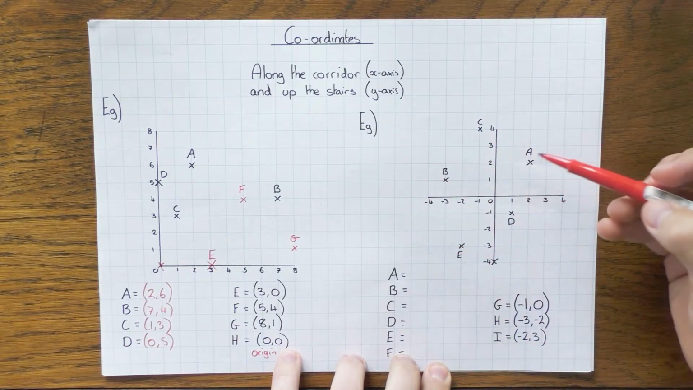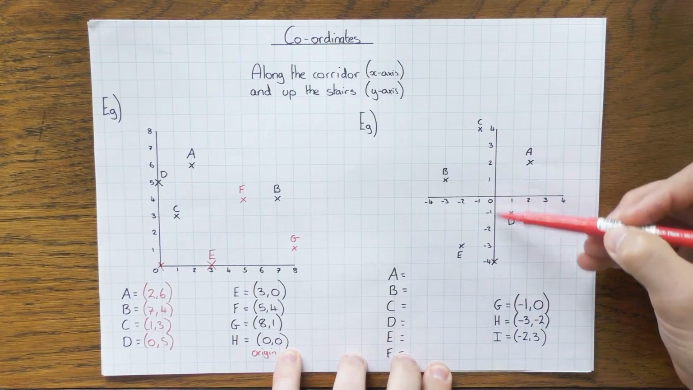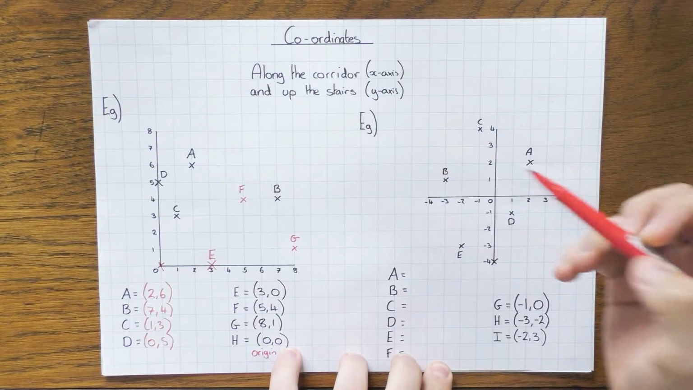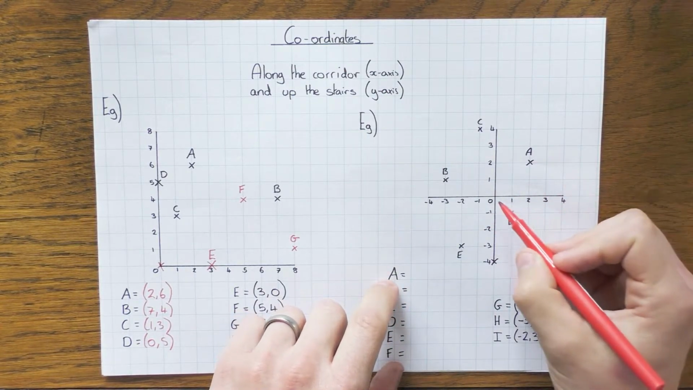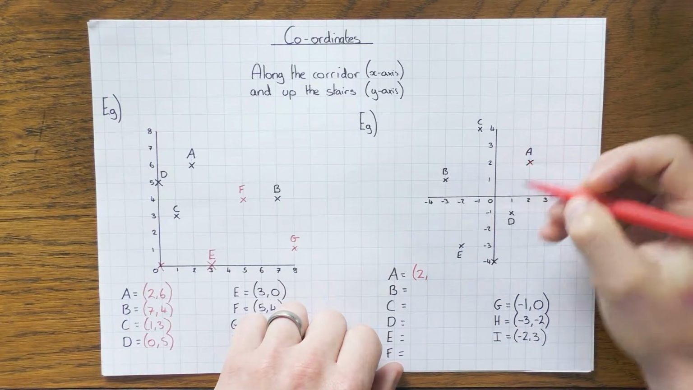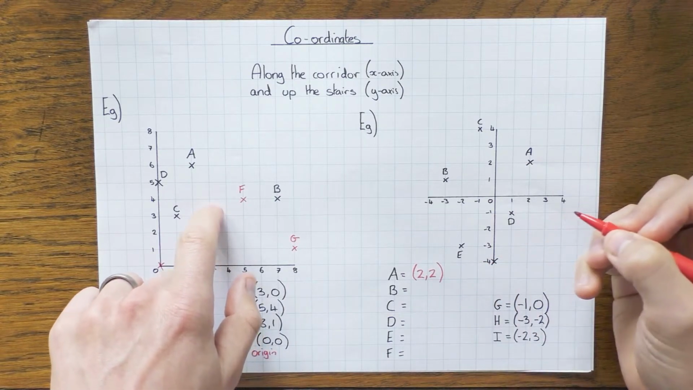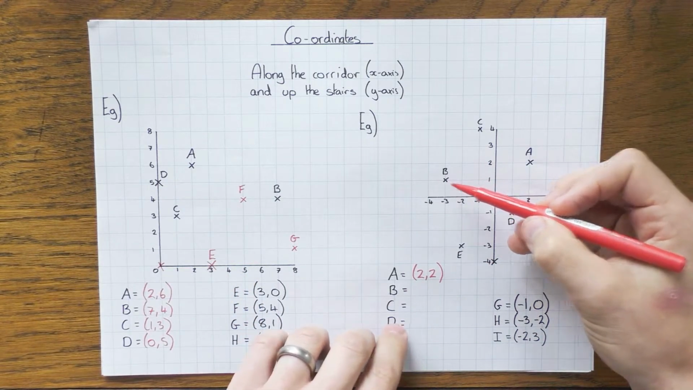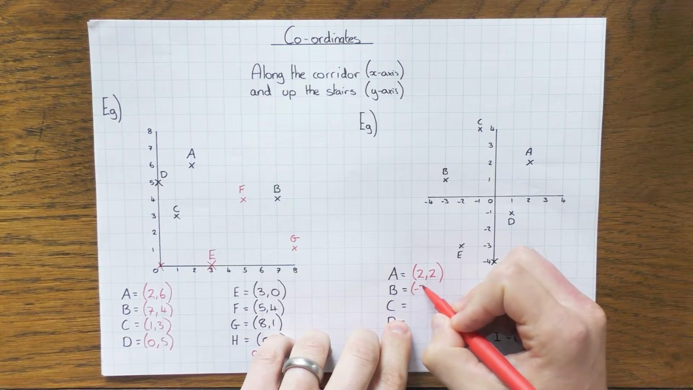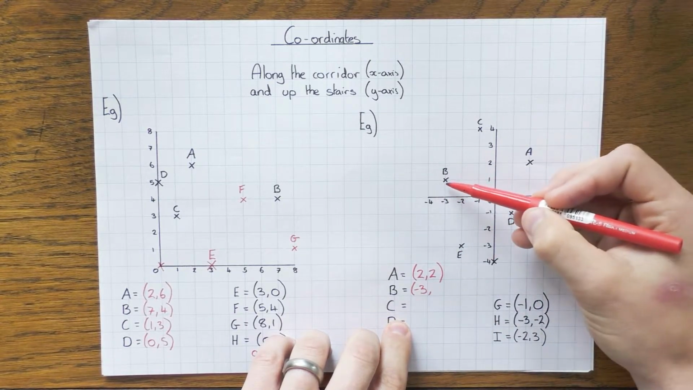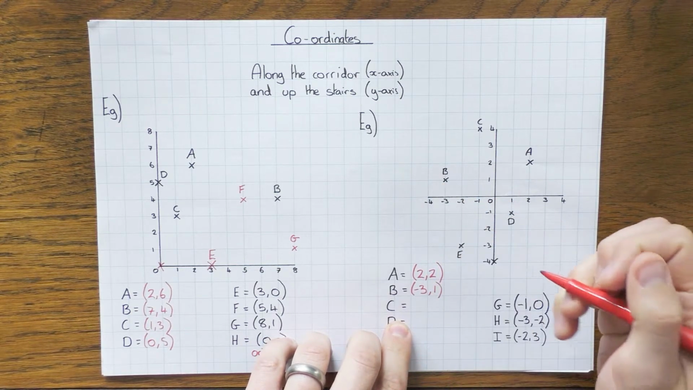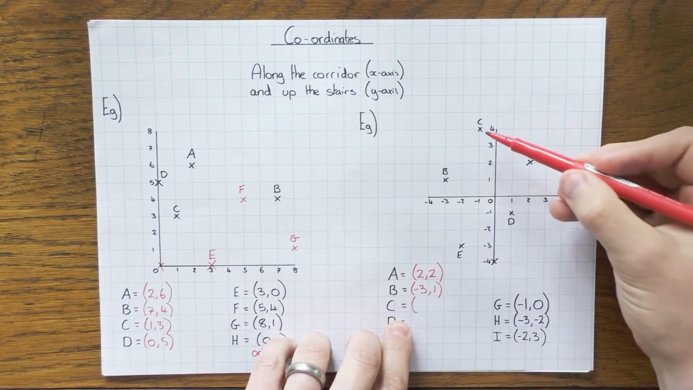Okay, let's have a look at this one. This one's a little bit different. This has positive and negative values on the y-axis and on the x-axis, but the concept is still the same. So point A is here, so I'm going to go along the corridor to 2, and I'm going to go up the stairs to 2. So that's just like we've just been doing over here. The point B, this time I go along the corridor to -3, and then I go up 1. The only difference there is that it's a negative number, but I still go along to -3, and I go up 1. C is up here, exactly the same thing.